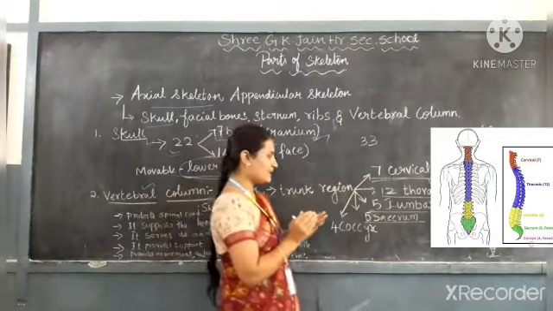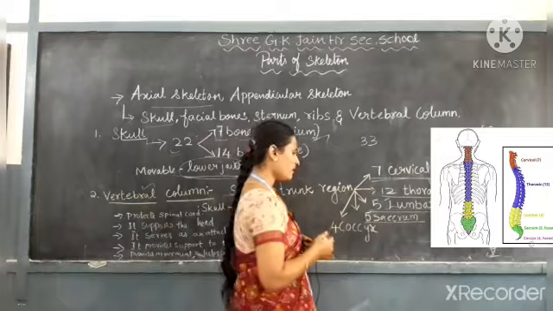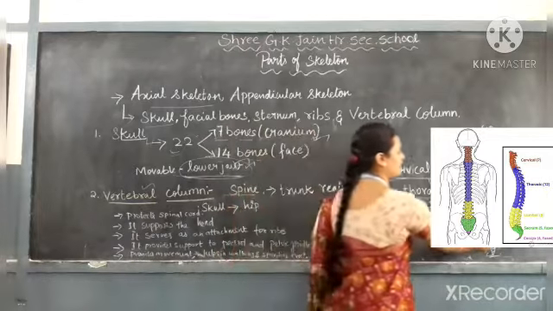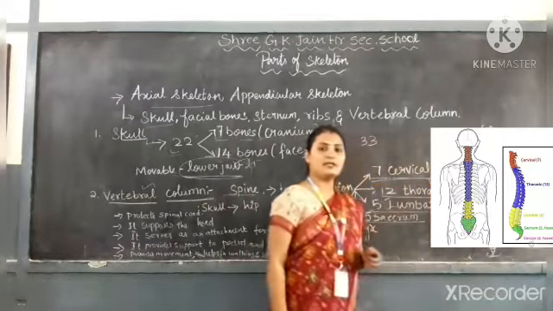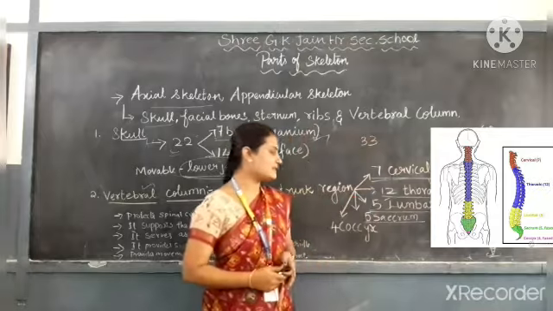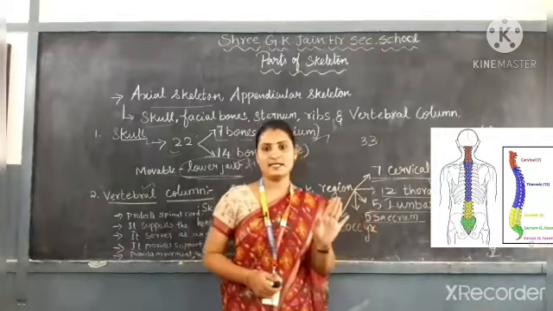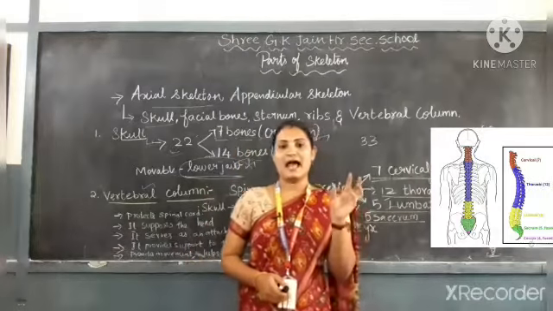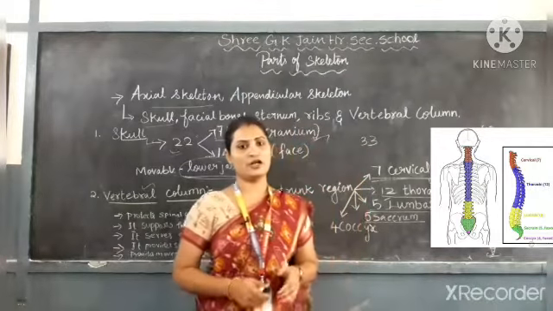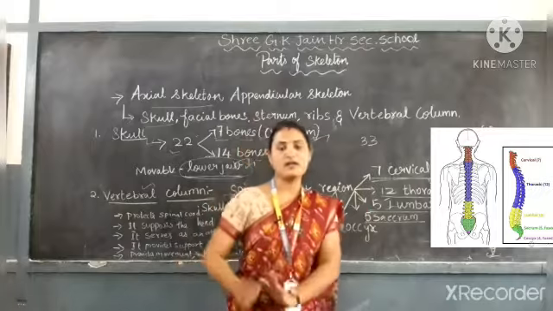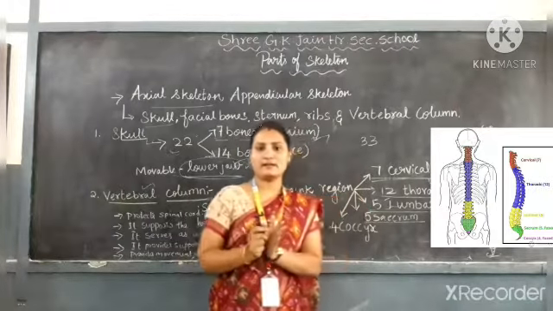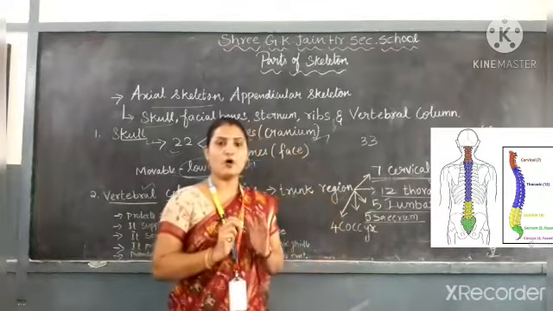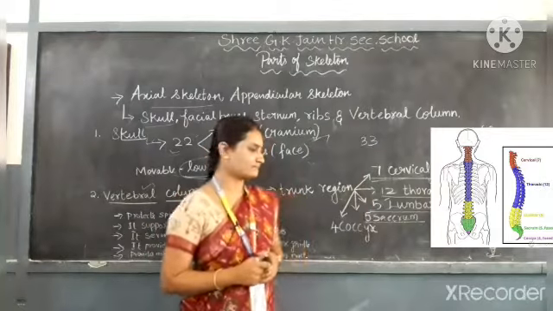And the last and final one is the coccygeal vertebrae. The coccyx consists of 4 vertebrae. These 4 vertebrae are fused together and form the tail of the vertebral column. It is located at the pelvic girdle.